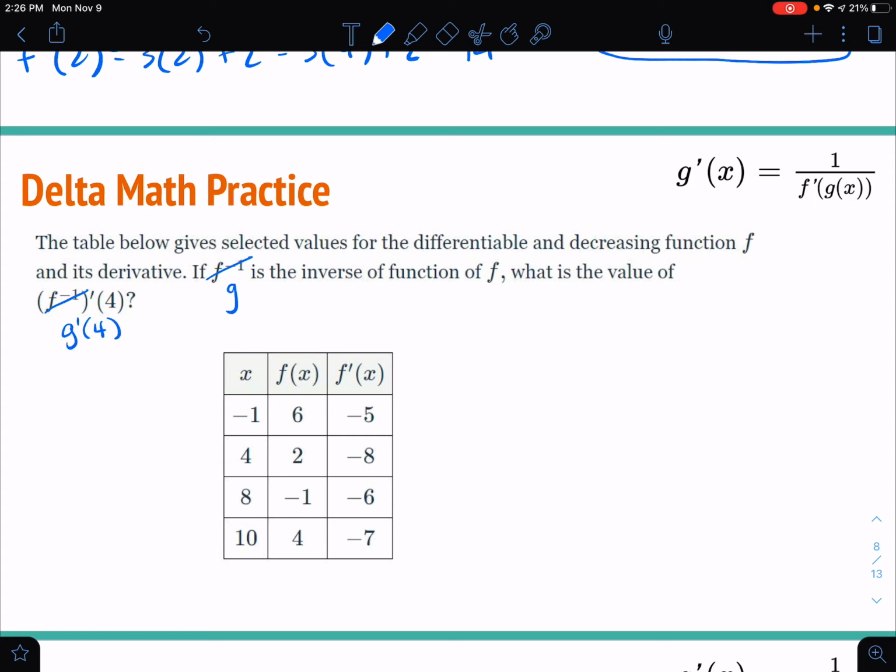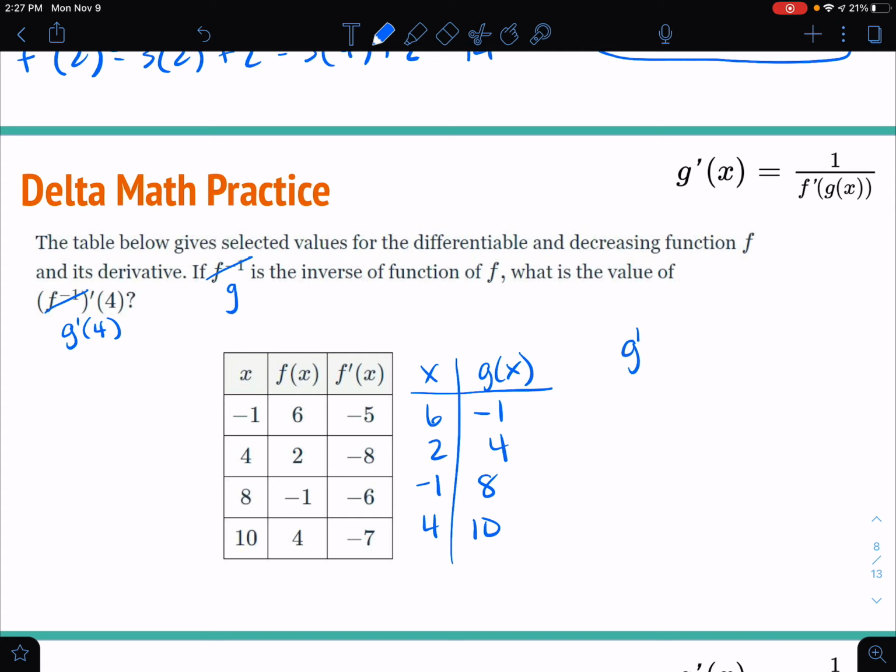Okay? So they're giving me the table where I have everything for f of x, but they're not giving me anything for g of x, which is okay because I can add a table for g of x. If I know that f of x has the point negative 1, 6, then I know g of x has 6, negative 1. If I have 4, 2, I'm going to have 2, 4. If I have 8, negative 1, I'm going to have negative 1, 8. And if I have 10, 4, I'm going to have 4, 10. Okay, that's probably enough for us right now.